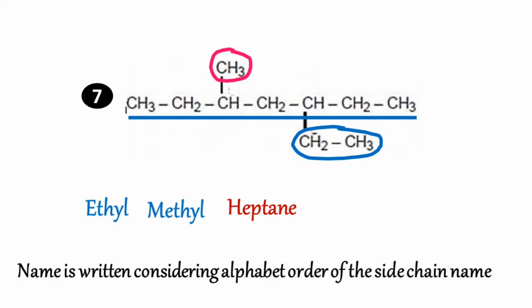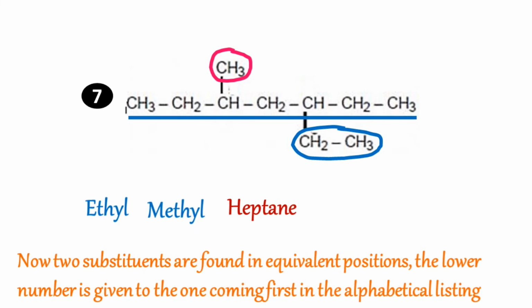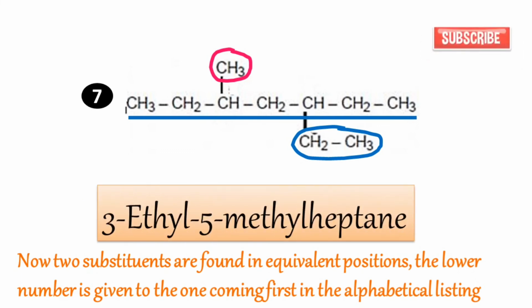What is the next step? Yes, we have to number the parent chain. Here you have 2 different alkyl groups. So in this case, the lower number is given to the one coming first in the alphabetical listing. That means the ethyl group should get the least number, and the methyl group will get the next number. When you number the parent chain from both sides, you can see that the least number for the carbon atom which contains the ethyl group is 3. And if the ethyl group gets the number 3, then the carbon atom containing the methyl group will get the number 5. So the name here will be 3-ethyl-5-methylheptane.